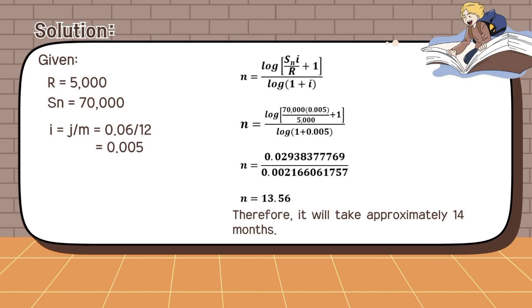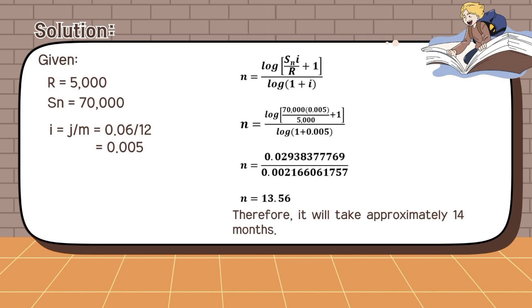0.005. Now, if we calculate that, we get 0.029383777769 over 0.0021660617757. Now, if we divide that, we get n is equal to 13.56. Therefore, it will take Kiana approximately 14 months.